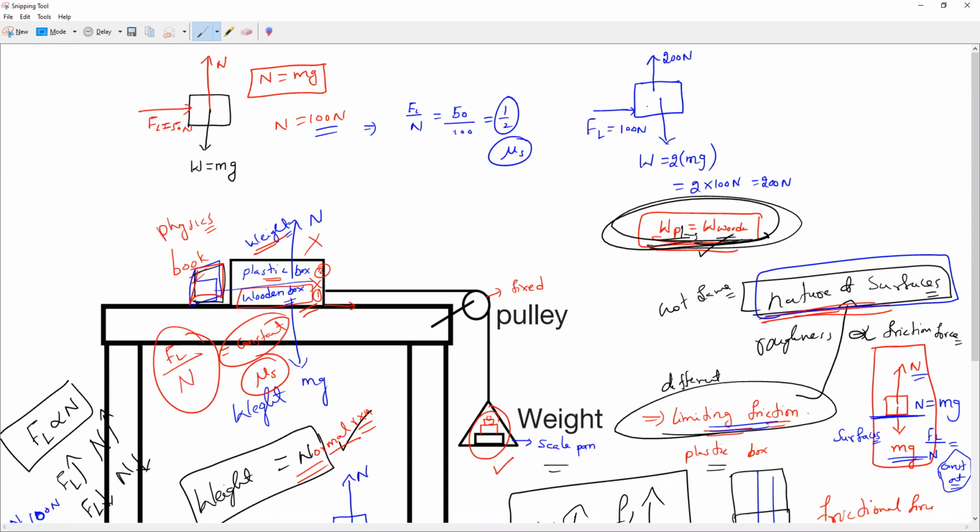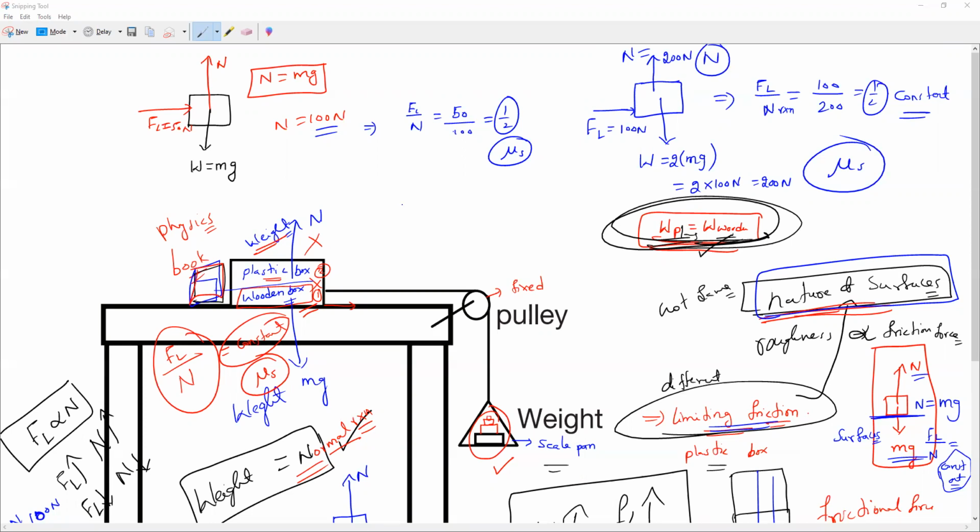Which is equal to 100 newtons, for example. So if I do the ratio again, F limiting divided by normal, where normal is 200 newtons. N means normal reaction, please remember that. So 100 divided by 200. Again, what is the answer? 1 by 2 only. So it remains constant. That constant is called the coefficient of limiting friction, or static friction. Understand now at least? Everybody, Kavya, Kishore?